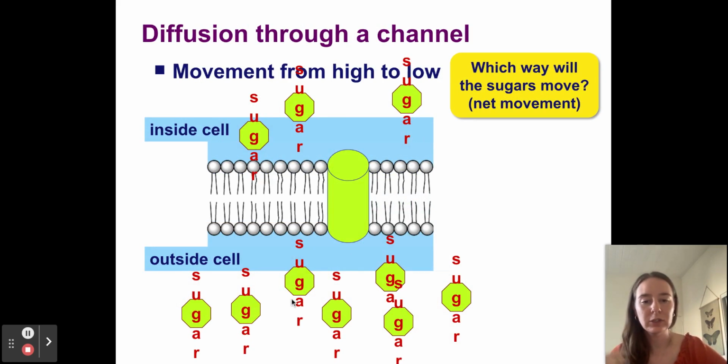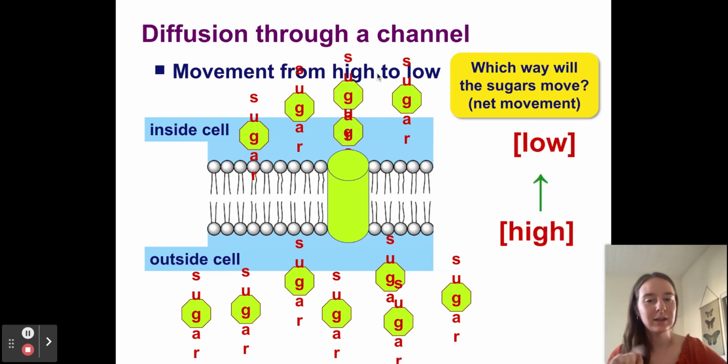So for example, here are our sugar molecules. Here are some polar molecules. We start off outside the cell, where there's a higher concentration of sugar. Inside the cell, there's a lower concentration. So think to yourself, overall, net movement, which way would the sugars move? Notice here, higher concentration to low. If you said from outside to inside, you're correct.